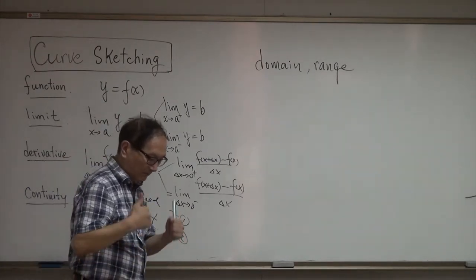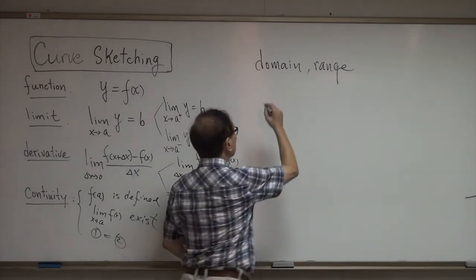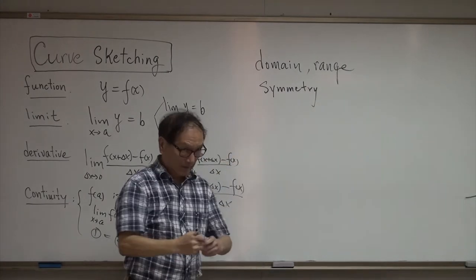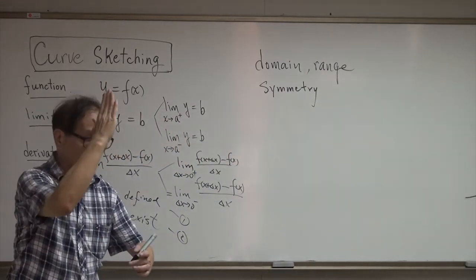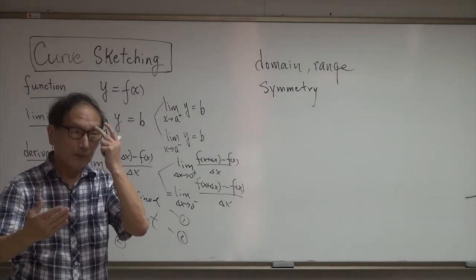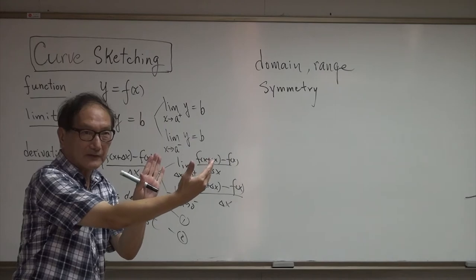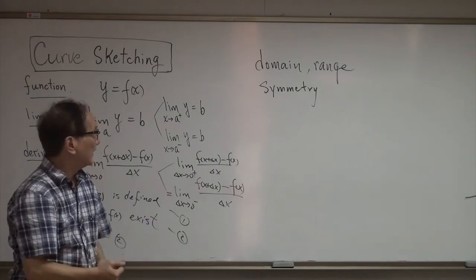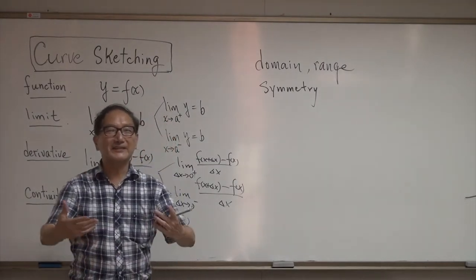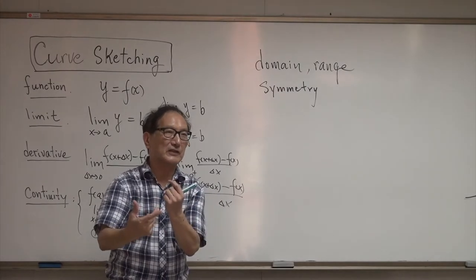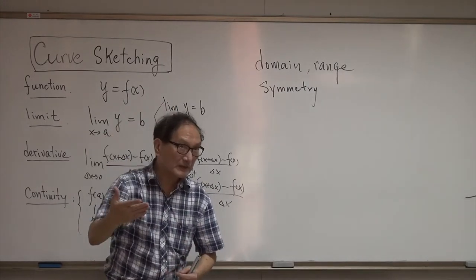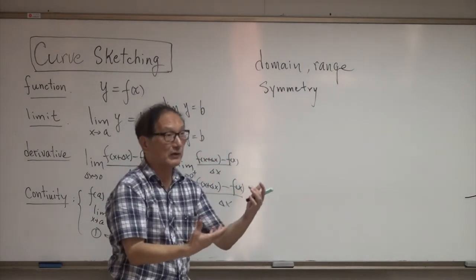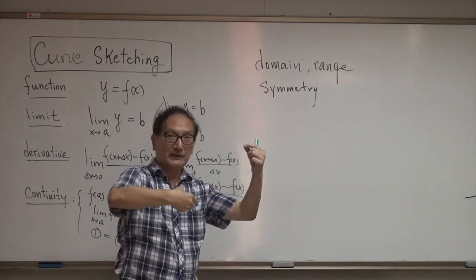Roughly understand the properties of the function, and then symmetry. The function could be symmetrical with respect to the y-axis. If the function is even, then when we sketch the curve, we just do half of it. The other half can be obtained by mirror image reflection. And the function could be symmetrical with respect to the origin, which is when the function is an odd function. You draw half of the graph, and the other half you don't have to draw, you use symmetry. You rotate 180 degrees and you get the other half.